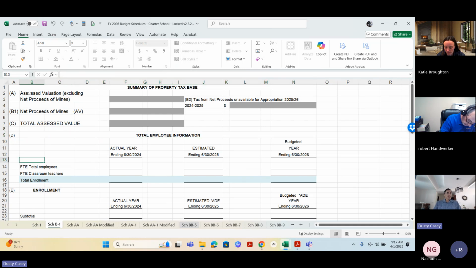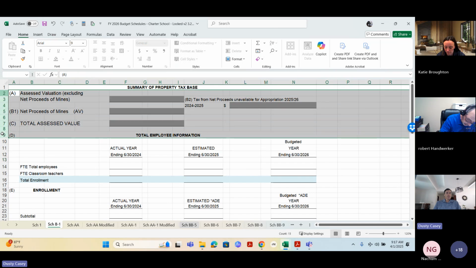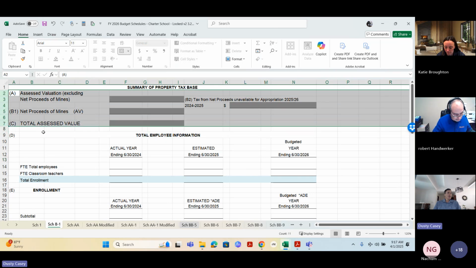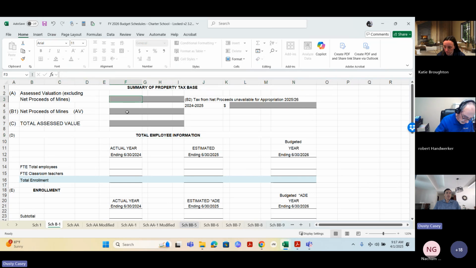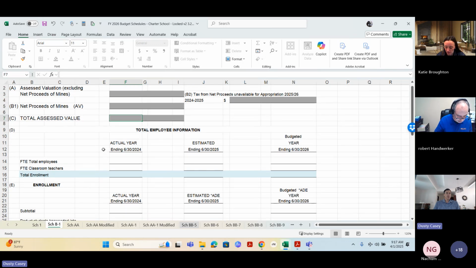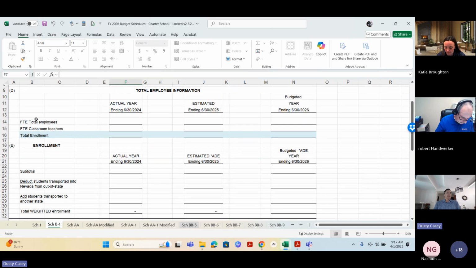The whole top section of this, lines 2 through 7, do not apply to charter schools. We block those cells out. If for some reason you have a version that's not blocked out, there was one that was uploaded to Epicenter end of last week. Use that version, but we locked these cells. This has to do with assessed value, net proceeds of mines, minerals. This stuff does not apply, those top rows, to charter, so you can skip that.